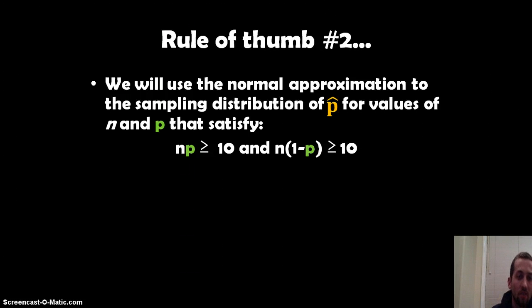So you're going to check n times the population proportion. Most of the time we don't know, so we might have to use p hat. That's okay. And n times 1 minus p.